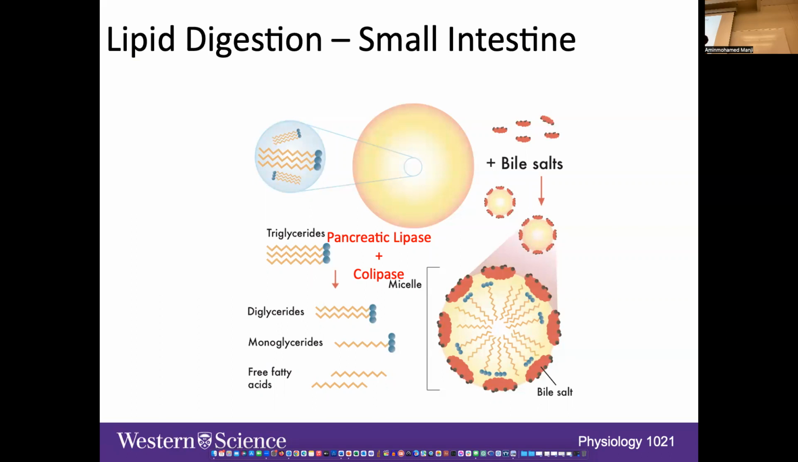Right, so what colipase is going to do is it's basically going to come in and do this. It's going to push the bile salts apart, and now your lipases have access to those triglycerides that they can break apart. Does that make sense? Yeah, you're welcome. Any other questions?